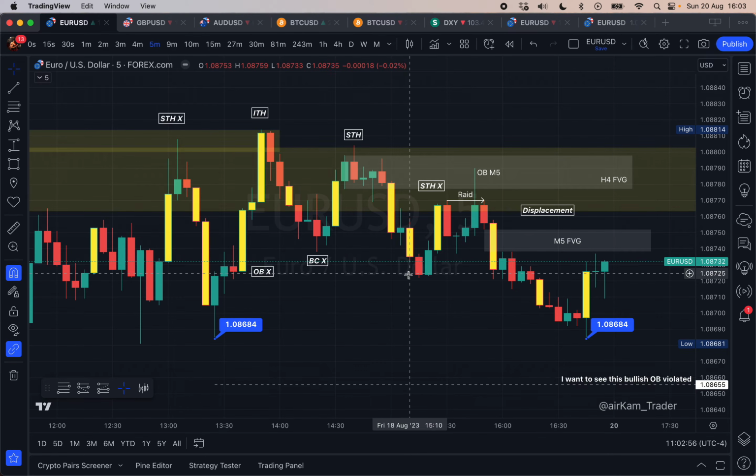So this is my first heads up. The second one is, look, this is a bullish order block. We violated it later on. So the algorithm is telling you it's no longer bullish. We're not saying we're bearish, but we are no longer bullish. This is where the magic is.